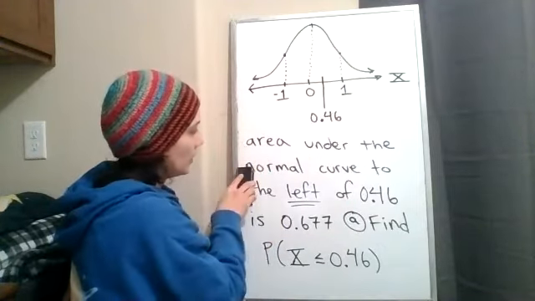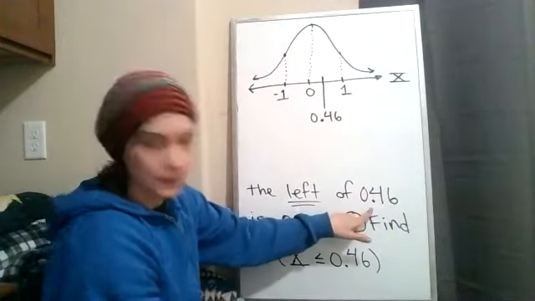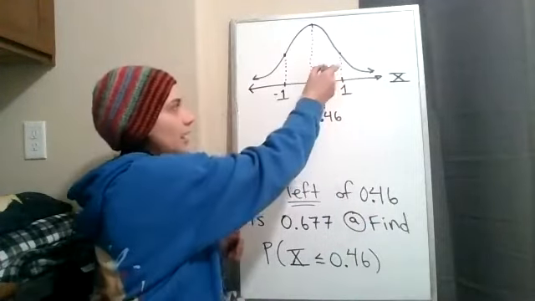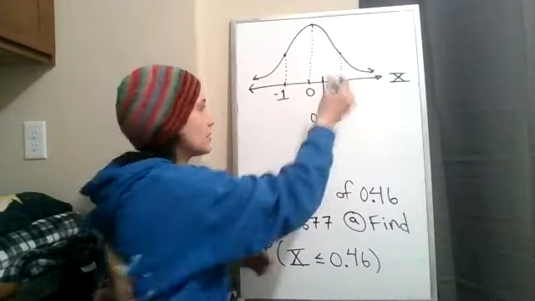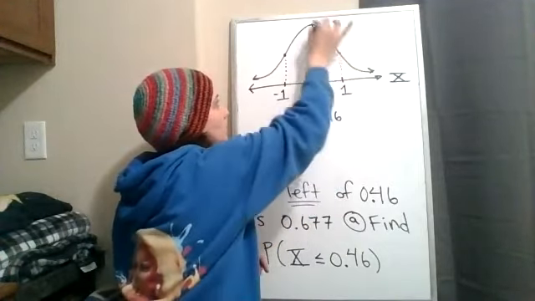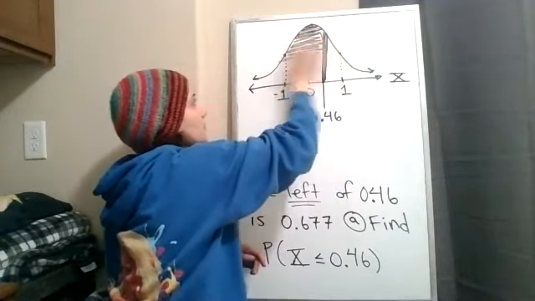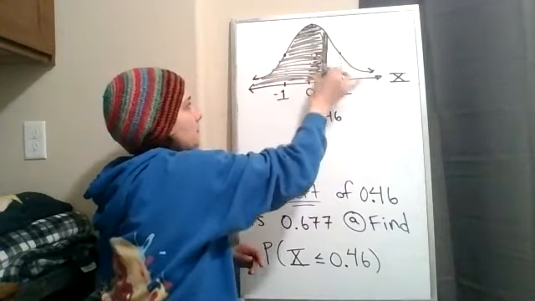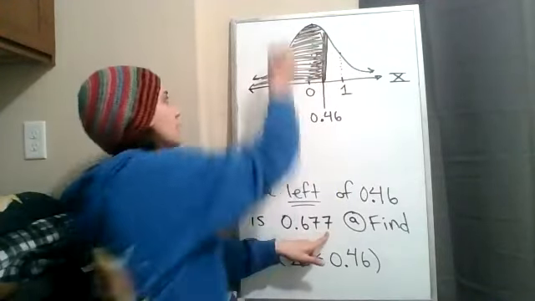Okay. We're under a normal curve, and I'm talking about area on the left of that number. So we're going to go left side under the curve. You can go with a dotted line or a straight line, either way. Go straight up, and then shade to the left. Okay, and that area is 0.677.